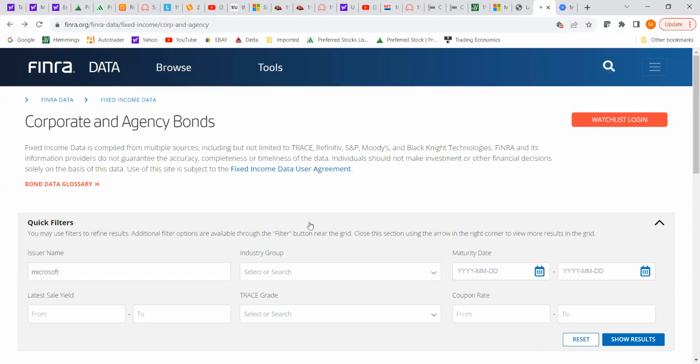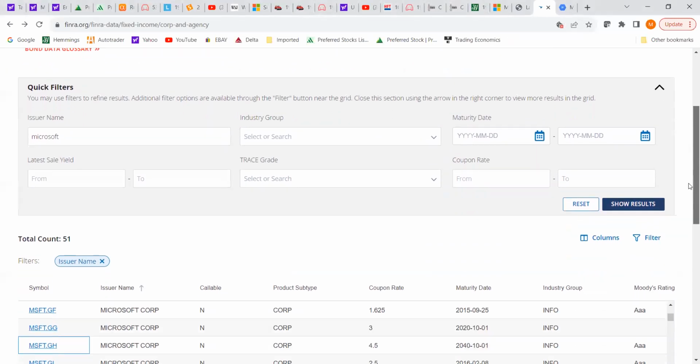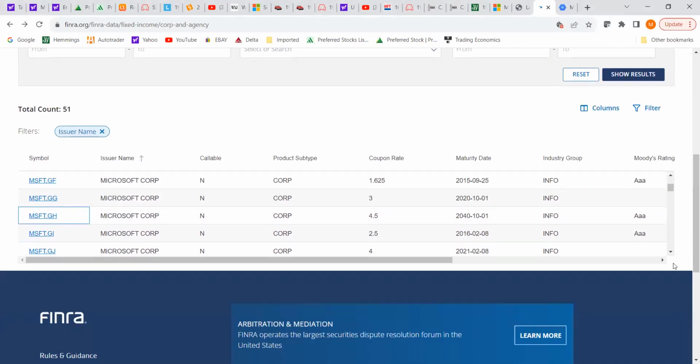All right, let's make sure I'm sharing this screen. So I went on FINRA, okay, corporate and agency bonds. We're going to study agency bonds. I'm going to put that under another video. And I put in Microsoft here, guys, and I said, show me the results. Give me the bond inventory for Microsoft. This is what people would do. All right, we would come down.